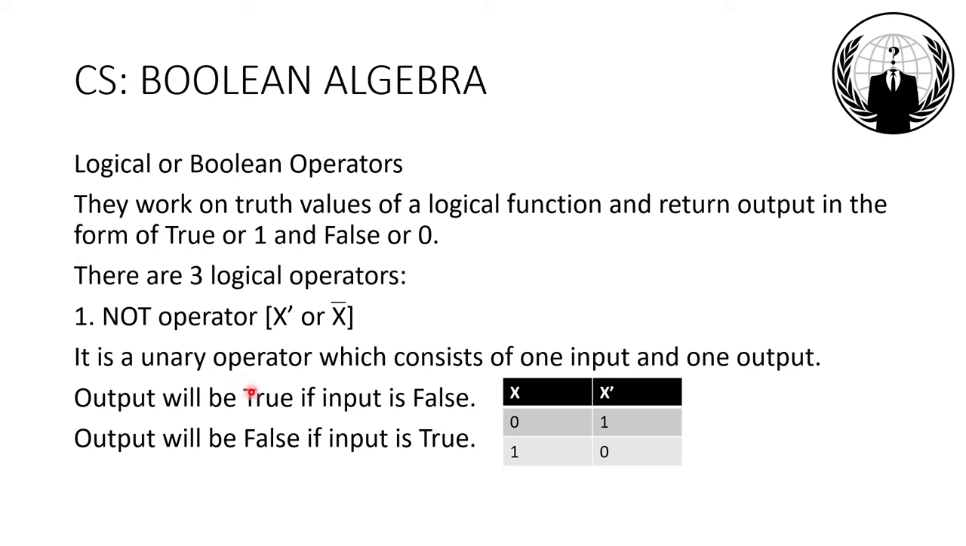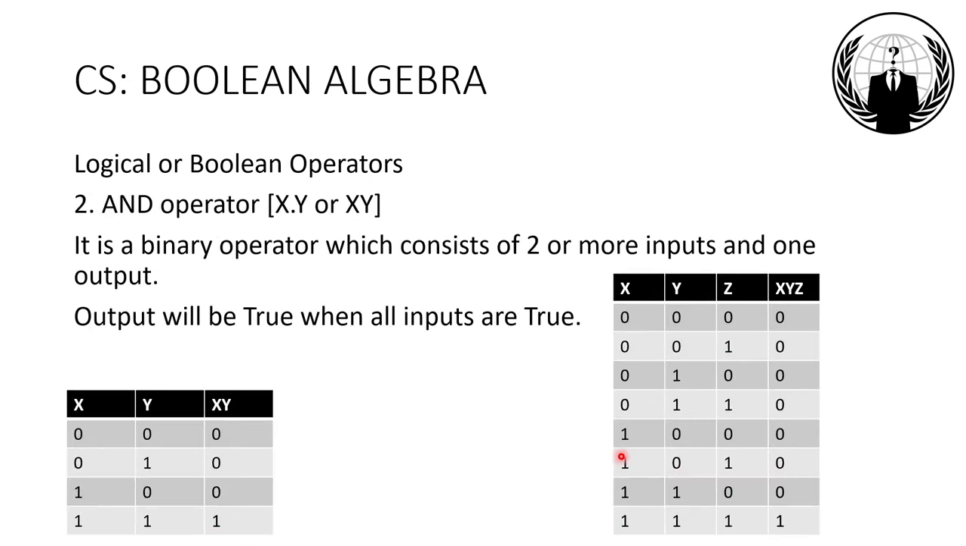So it is a unary operator which consists of one input and one output. The output will be true if the input is false, and the output will be false if the input is true. It is a vice versa process, and here is the complement and the reverse value of the input. As we can see in this truth table, if the user has input the value as low, then the result will be high. If the input is high, the result will be low.